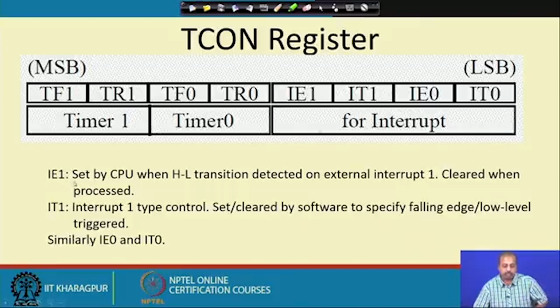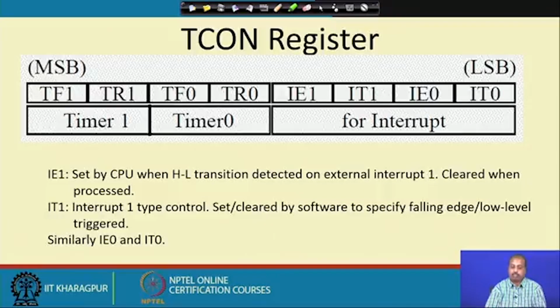IE1 is set by the CPU when a high to low transition is detected on external interrupt 1. So when there is a high to low transition on this interrupt 1, the IE1 bit will be set, and accordingly the IE0 bit will be set if there is a high to low transition detected by the processor on the INT0 line. There are 2 interrupt pins, INT0 and INT1, and whenever it sees a high to low transition on those lines, these bits are set to 1.